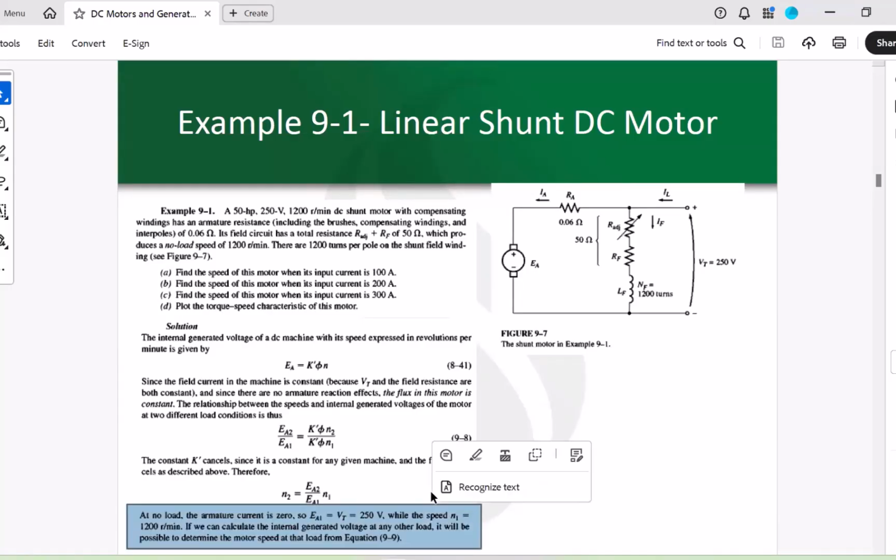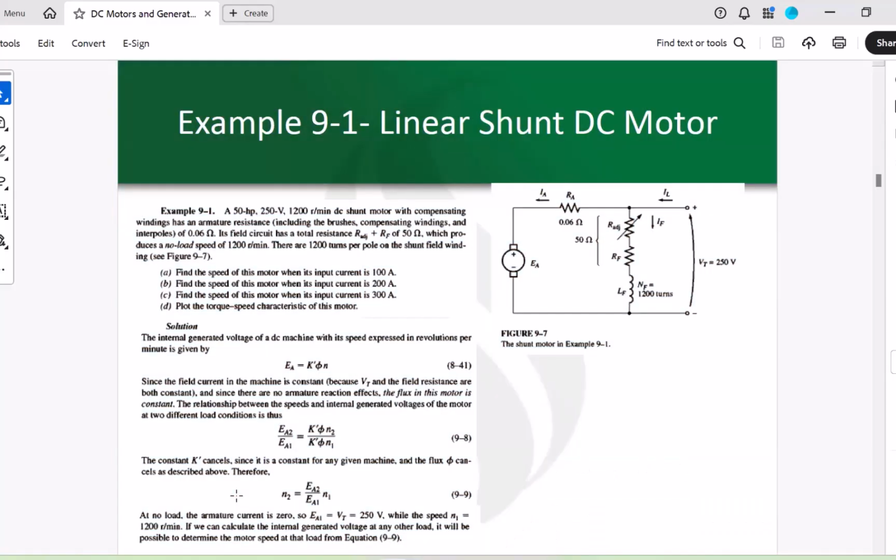So through here, we can now say that at no load, the armature current would be 0, right? If you have no load on the machine, it means that IA would be 0. So EA under no load conditions, which we call EA1, would be the same as VT. VT will provide some current through the excitation circuit, but does not provide any current in the armature because the armature doesn't need it. There is no load on the armature. So EA1 would be equal to VT, equal to 250 volts.